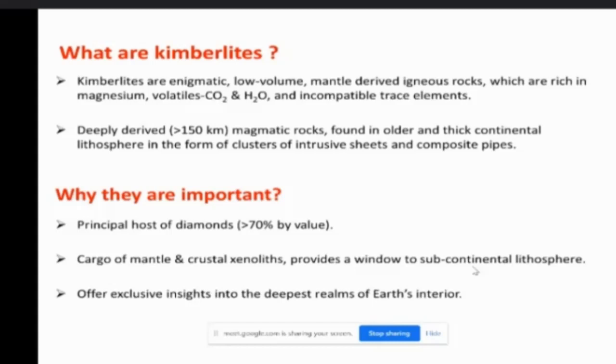The basic interest in continuing the study of kimberlite over the last maybe 70-80 years is primarily driven by its economic importance, as it contains more than 70% of the diamond by value. Also, during the ascent, the kimberlitic magma carries xenoliths and diamond that provide a direct scope to inspect the composition and the geodynamic properties of the cratonic lithosphere as well as the deep mantle part.